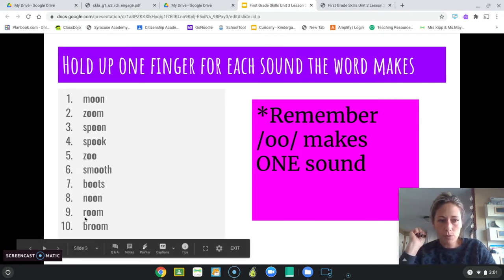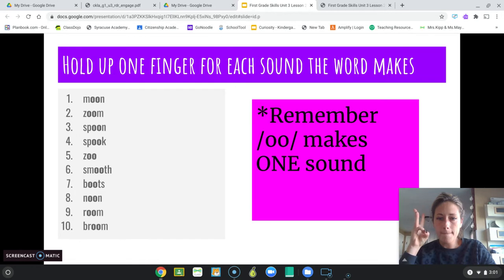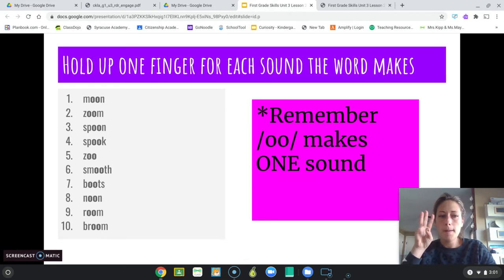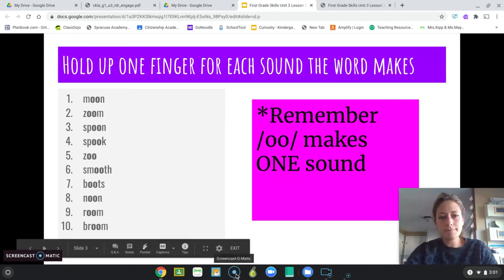Number 9, we're almost done. Room. R, ooh, m. Room has 3 sounds. Last one. Broom. B, r, ooh, m. Broom has 4 sounds. Nice job. You guys worked very hard on that.